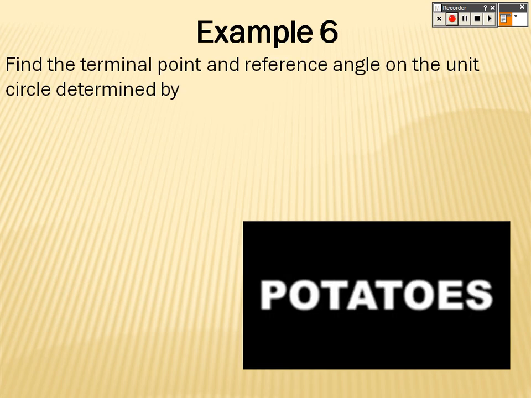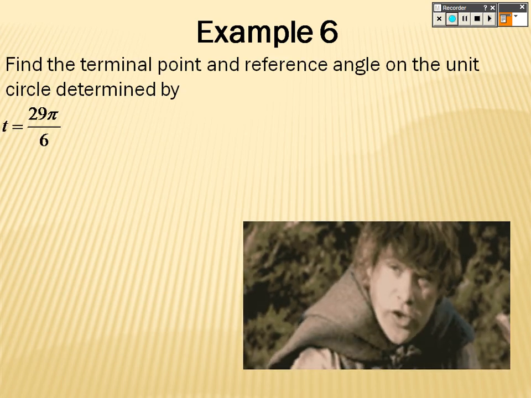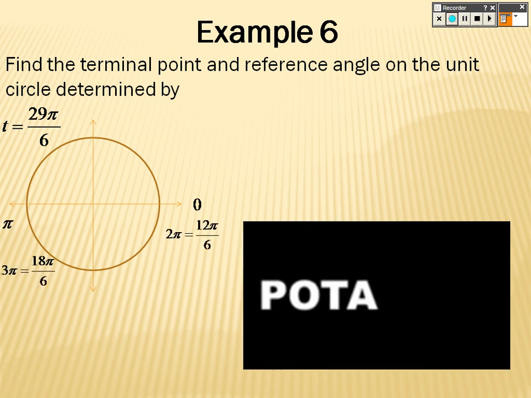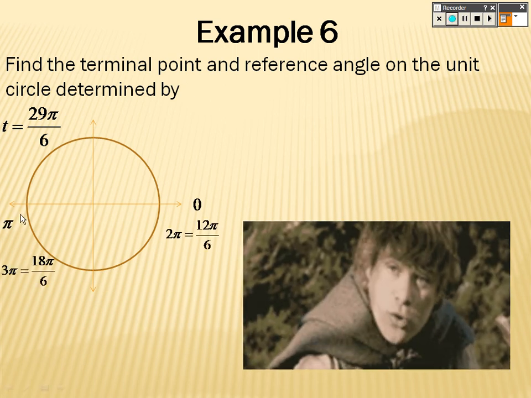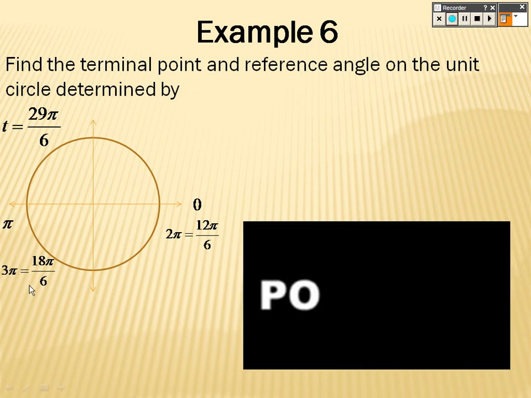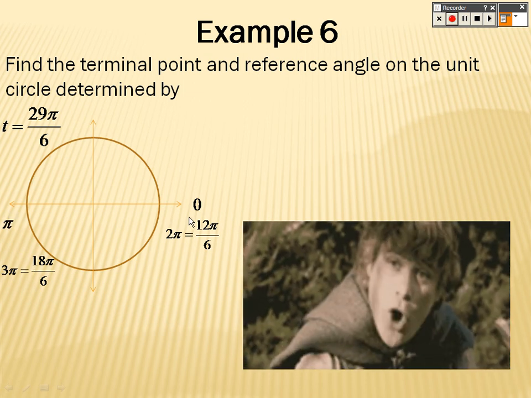The terminal point and the reference angle on the unit circle are 29 pi over 6. We know that the reference angle is pi over 6. We have to figure out where it ends. So that's pi, which is, keep going around. 2 pi would be 12 pi over 6.